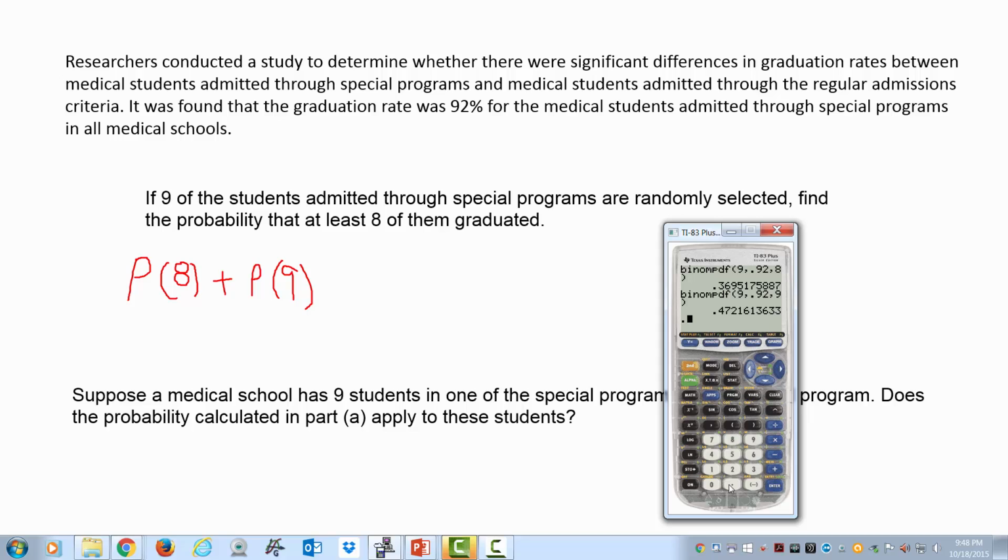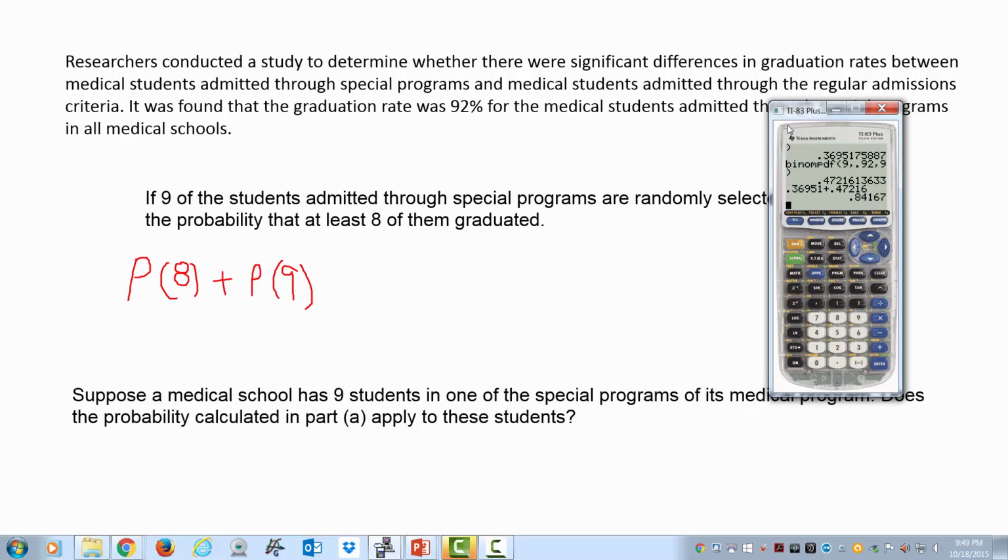So here now I can take 0.3695. The answer says to round to 3 decimal places, so if I take about 5 decimal places, I should be fine. And then 0.47216, that's probably good enough. And rounding, I get 0.842, which is the answer.